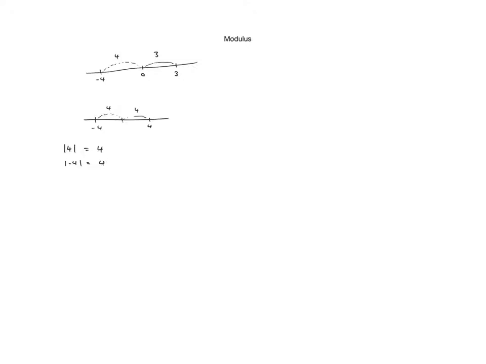You can't have a negative distance. So the distance from here to here is in fact 4. The distance from here to here is 3. And all the modulus does is it measures the distance. So, for example, if I draw another number line here and I'll just use the value of 4 and minus 4, then the distance from here to here is 4, and the distance from here to here is also 4.